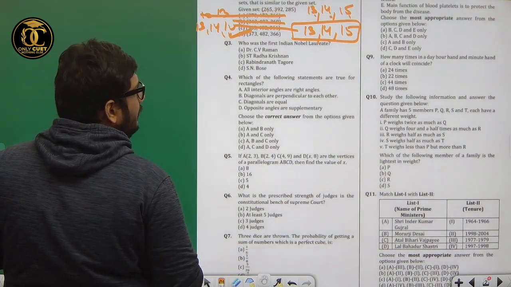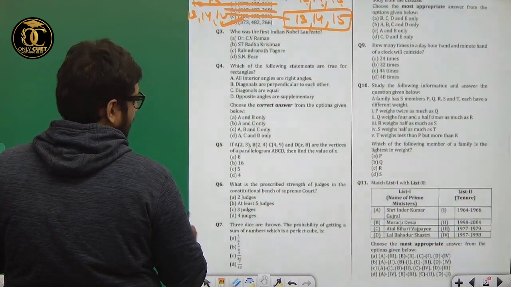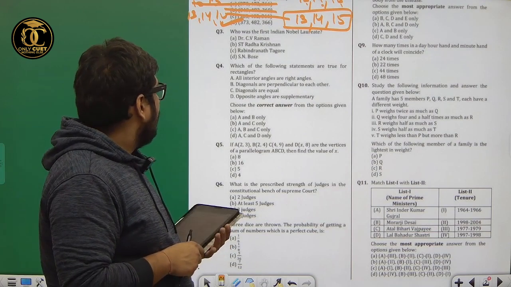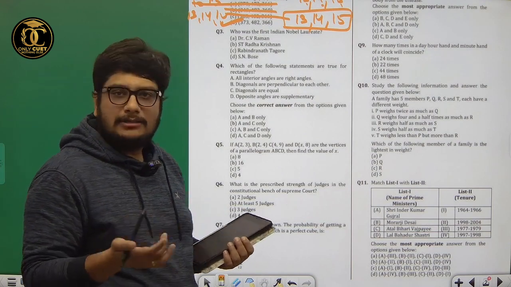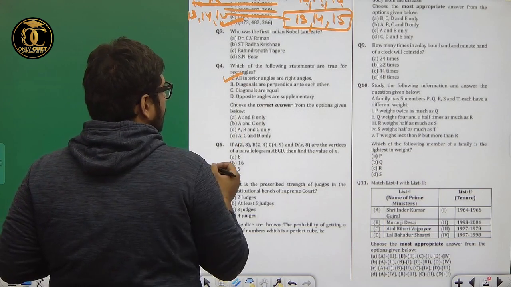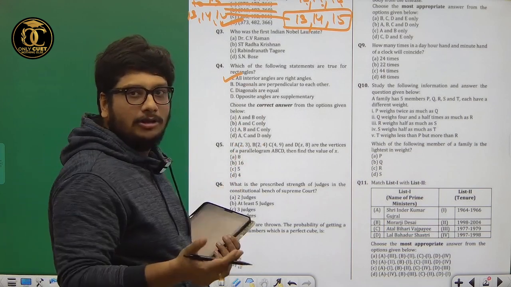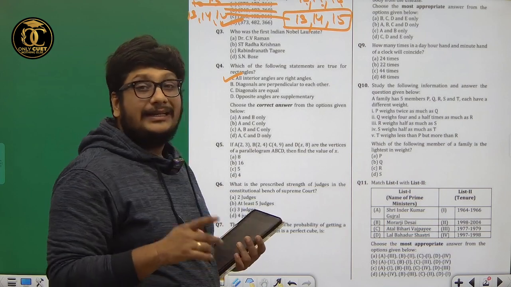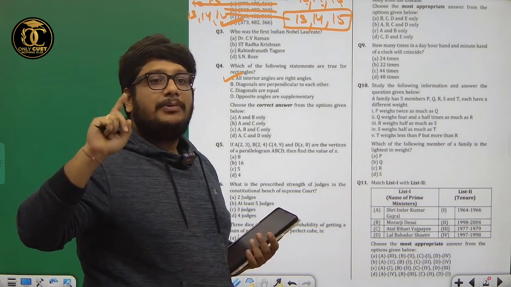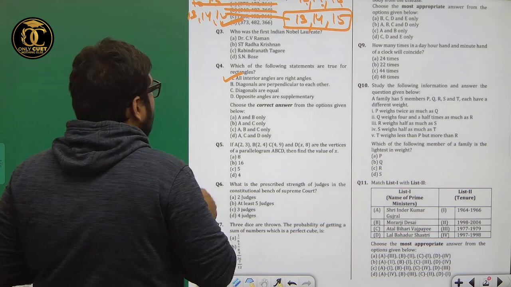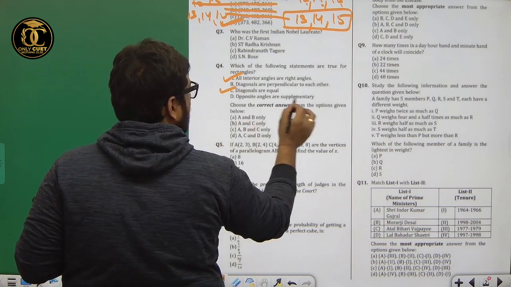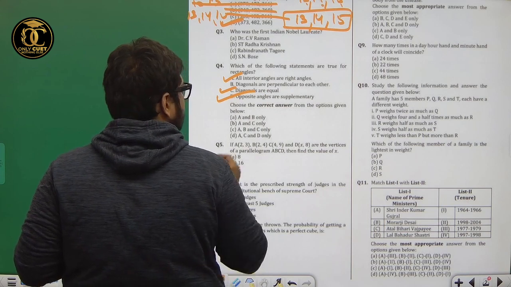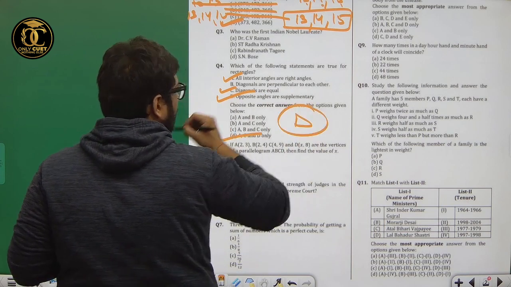Which of the following statements are true for rectangles? All interior angles are, yes, all angles are 90 degrees. A is correct. A is already there in all the options. Diagonals are perpendicular to each other. This is something which is not correct. Diagonals bisect each other, that is there. Perpendicular is not very sure. Diagonals are equal, that is also correct. Opposite angles are supplementary. All angles are 90, so supplementary obviously is there. So ACD is correct. So option D would be the correct answer.